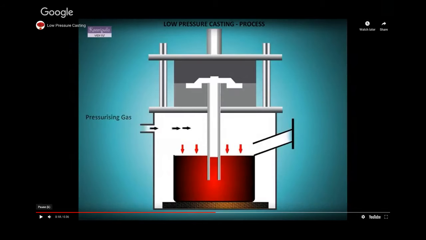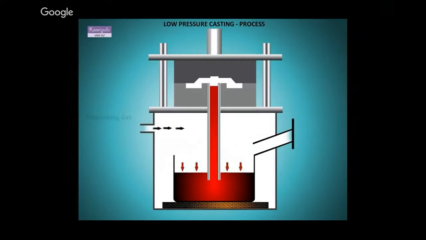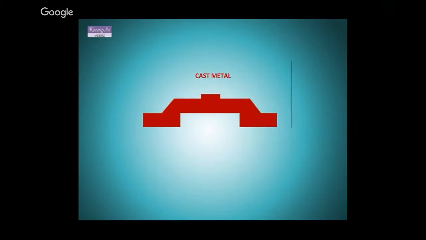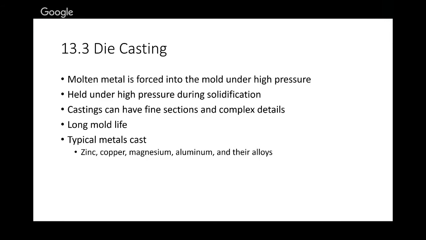What we're looking for is a pressure differential between this chamber down at the bottom and the mold. It's going to be higher pressure down here and lower pressure up in the mold. By pressurizing this, it causes the molten material to rise up into that mold. You can see the air comes in here and the molten metal ends up going up this tube, up into the mold like that.